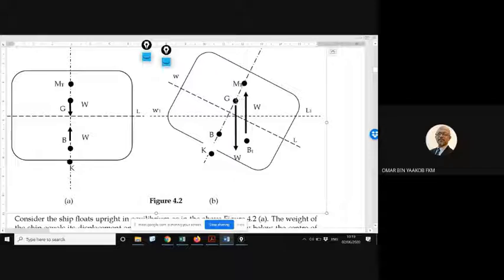The main thing we need to know is that there is a clockwise moment trying to capsize the ship, but there is a counterclockwise moment righting the ship. So they are fighting. If the clockwise moment is removed, then the righting moment will win and bring the ship upright. If the clockwise moment is bigger than the moment given by these forces from buoyancy and gravity, then the ship will capsize. So you see that this line is very important.